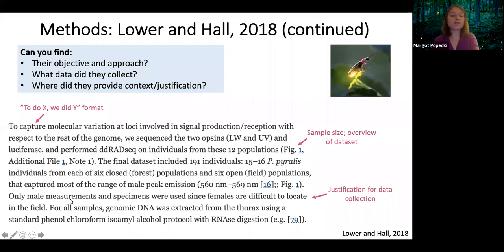And so to kind of address that question immediately, these authors are then kind of explaining, well, female fireflies are actually really hard to find in the field. They perch on these leaves. And so it's a lot easier to find males. So probably in the interest of achieving a high sample size, they focused on using male measurements. And so again, providing that justification very clearly is helpful to be as transparent as possible for the reader.